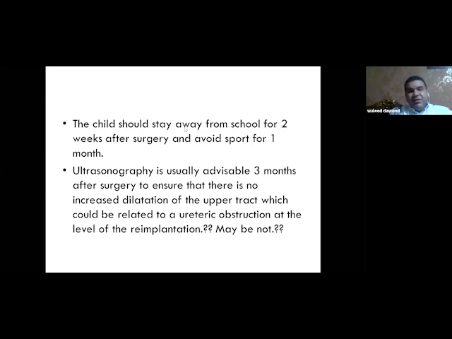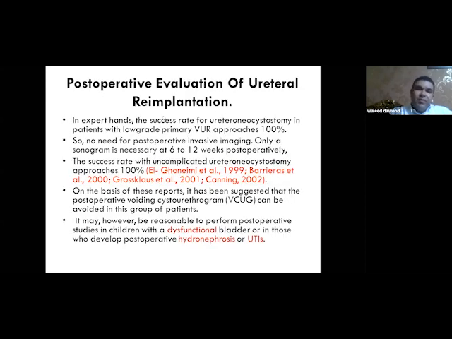The child should stay away from school for at least 2 weeks after surgery and avoid sport for 1 month. Ultrasound is usually advisable 3 months after surgery to ensure that there is no increased dilatation of the upper tract, which can be related to ureteric obstruction at the level of re-implantation, or may be just due to edema and will resolve later. Post-operative evaluation of ureteral re-implantation.